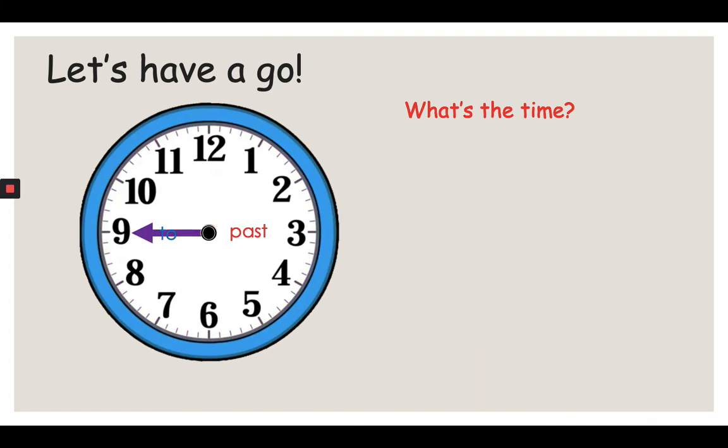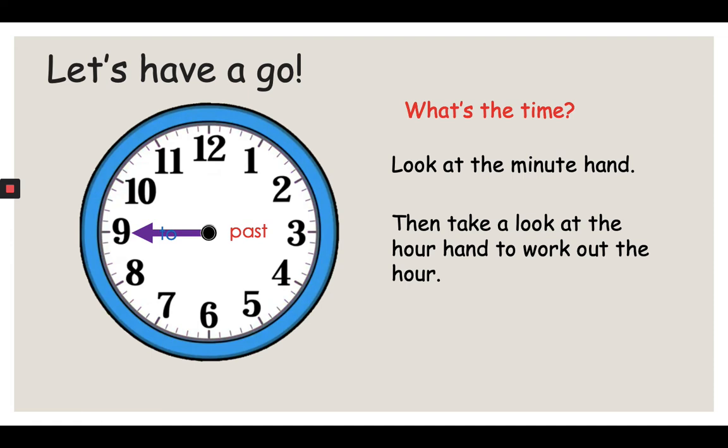Let's have one more go. We can see the minute hand is pointing to the 9. So how many minutes to the next hour? Let's count from 0, starting at 9. 0, 5, 10, 15. There's 15 minutes to the next hour. Now let's take a look at the hour hand. It's going towards the 5. So it's 15 minutes to 5.